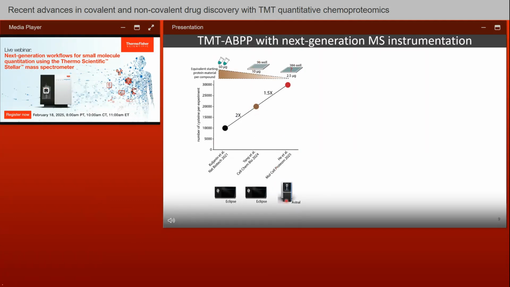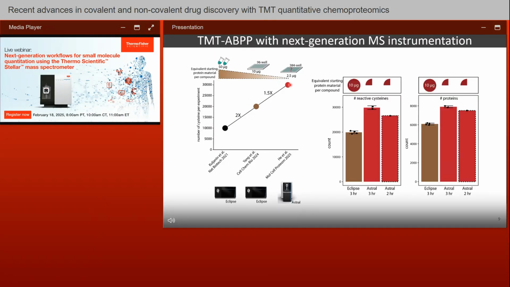And everybody knows there's the Orbitrap Astral on the market. We tried that too. So we are able to profile about 30,000 reactive cysteines from a single shot experiment with a quarter of the starting material that we usually needed up to this point. So yeah, Eclipse 20,000, Astral 30,000. You can also shorten the instrument time, and we still get a pretty decent number there. So it's a 50% higher number and also 25% of the proteome input.